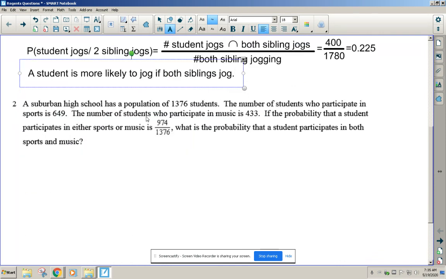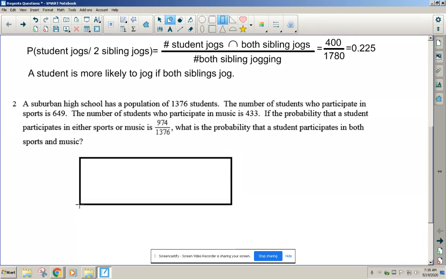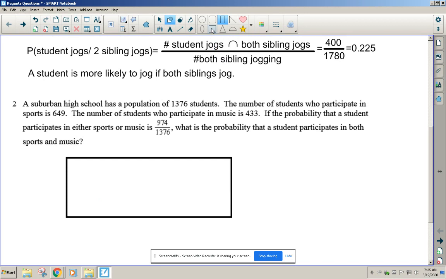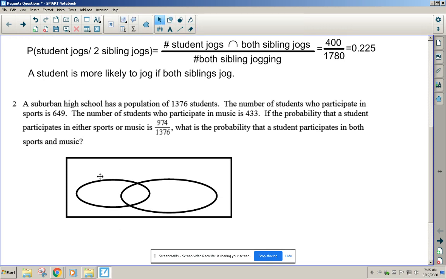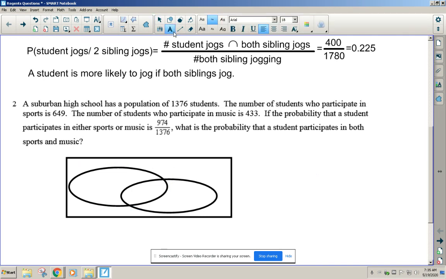A suburban high school has a population of 1,376 students, and some participate in sports and some participate in the band. And so the bottom line is we have a Venn diagram. So you know what? I'm going to cheat a little bit. I'm going to try to make my Venn diagram this way. And hopefully I'll be able to make it so that I can just see if I can make this bigger. There we go. All right. So not the best, but at least you'll be able to read it.